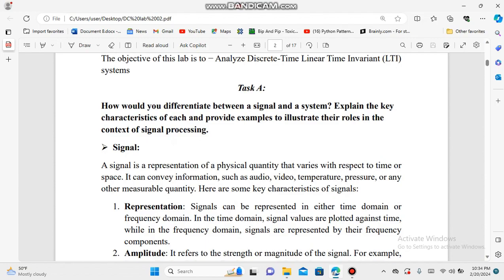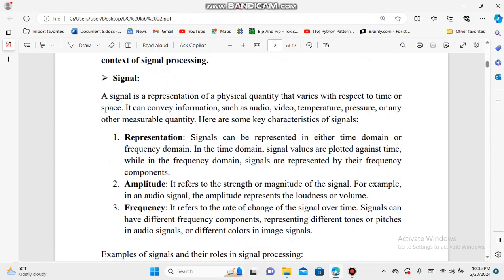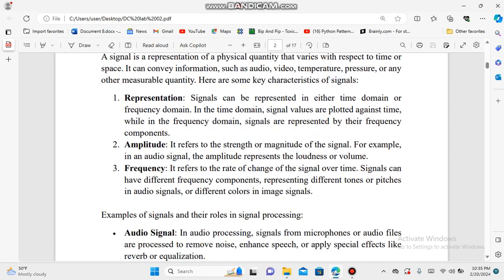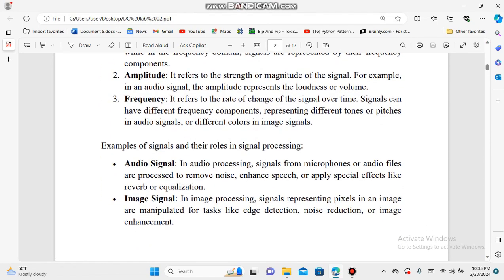So the signal is a representation of a physical quantity that varies with respect to time and space. It conveys information such as audio, video, temperature, pressure, or any other measurable quantities. In signals, we can use its representation. It has amplitude and has its frequencies. The major examples of signals are audio signals and image signals.